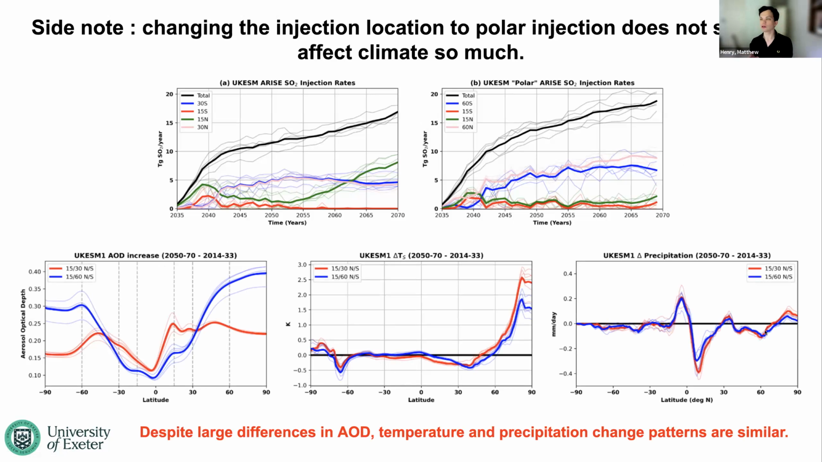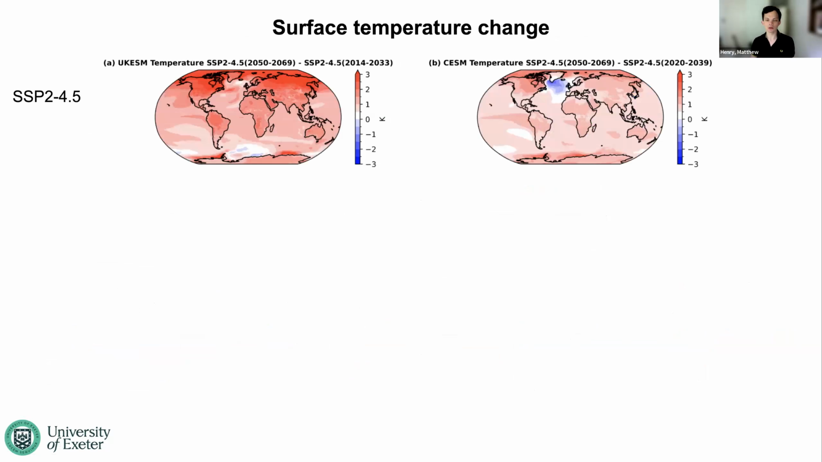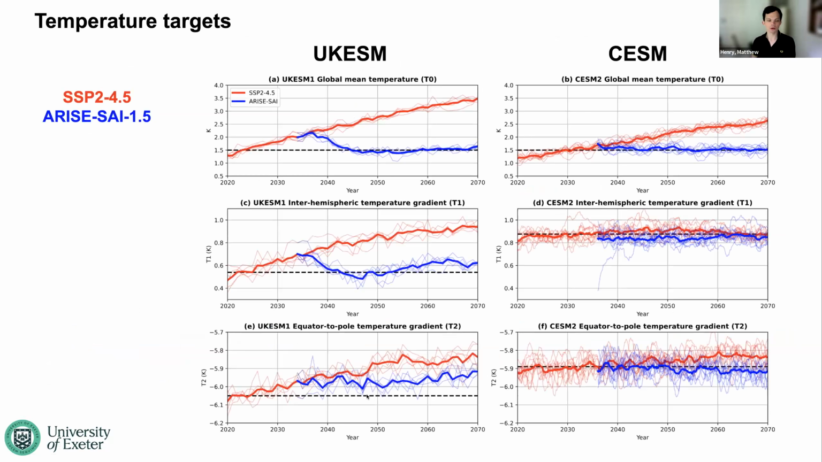I even looked at the different seasons, and the story is more or less the same. So I find it surprising that despite the large differences in the aerosol optical depth, you don't get that big a difference in the surface temperature change or the precipitation change. And also, the blue line here means that you do satisfy the targets as depicted in this plot. So this one in the polar simulations does reach the T2 target.